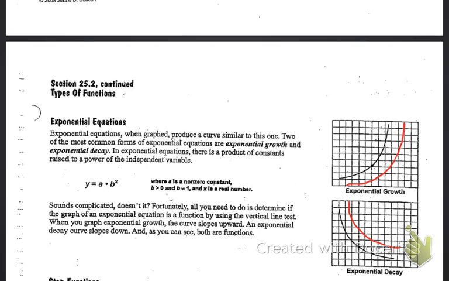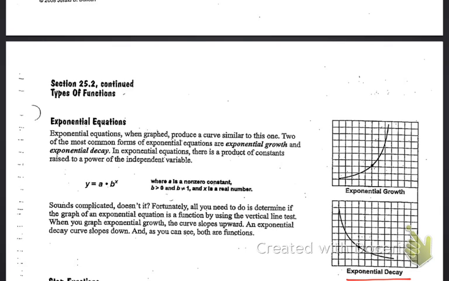So the two that are the most common for us are our exponential growth that's going up, and then we have our exponential decay, and you can see that it is going down. There's a product of constants raised to the power of independent variables. So that's kind of what it's going to look at. So let's look to see if these types of equations are going to form, if they are functions or not.